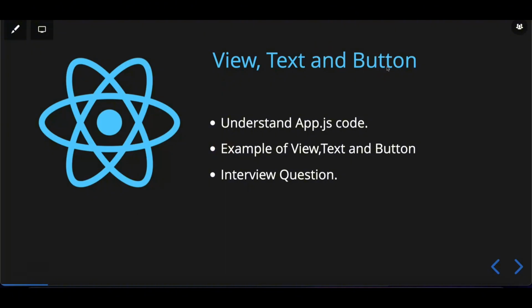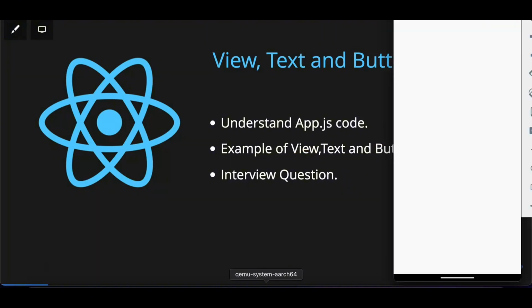Once you are familiar with these things, you can easily get the output over the emulator and you can play with the states and props and with the components. So let's take a look at these three components, and then we will go with the state, component, and the other React and React Native concepts. All right. Firstly, we'll understand the code of App.js, and I'll give you some examples of view, text, and button. And at the last, we will cover some important React Native interview questions also. All right, so let's move on to the code.